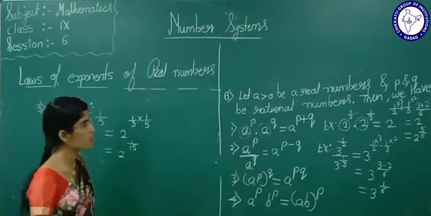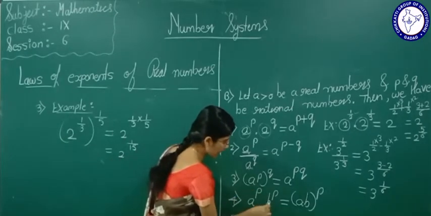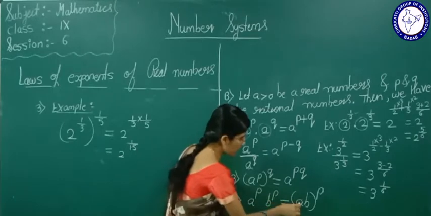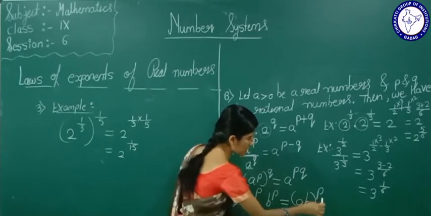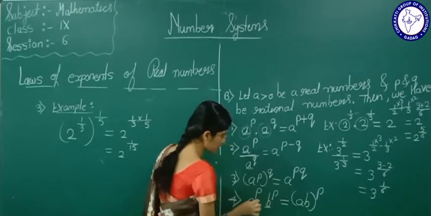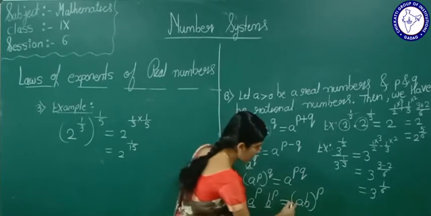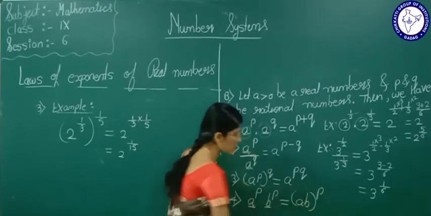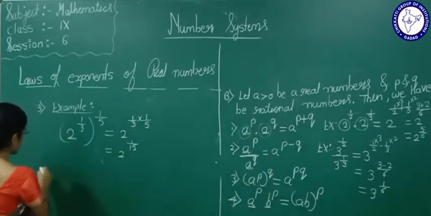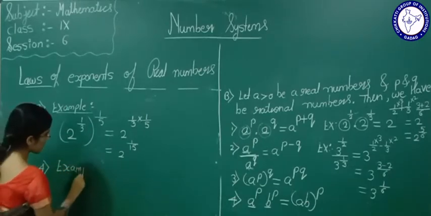Now the fourth law we will see here: a raised to p into b raised to p is equal to (a into b) whole raised to p. If the bases are different and the powers are the same, then it is a multiplied by b whole raised to p. Now we will take one example for the fourth one.